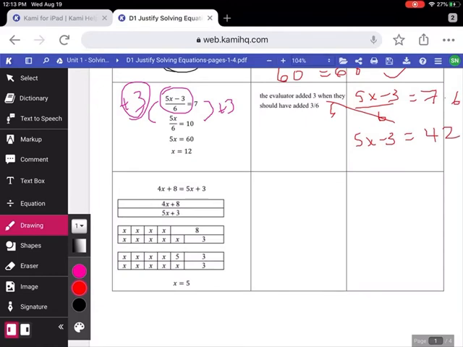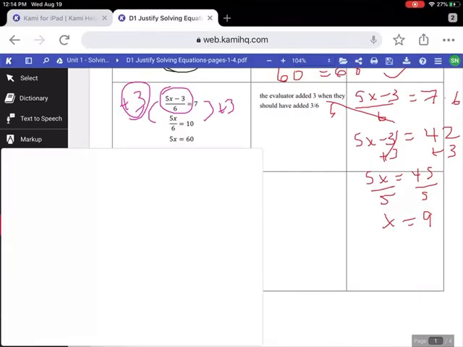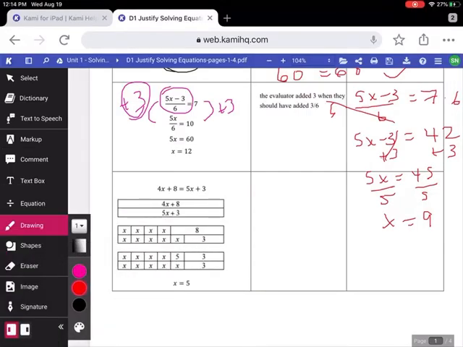All right. And then I can add that 3 to both sides. That makes things just a little bit easier. Cancels over here. I get 5x equals 45. And then divide both sides by 5. I get x equals 9. All right, so that would be our correct answer instead of that x equals 12 there at the bottom that we got. All right, cool.